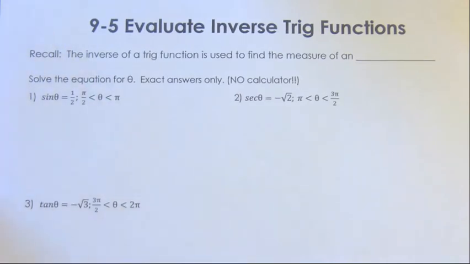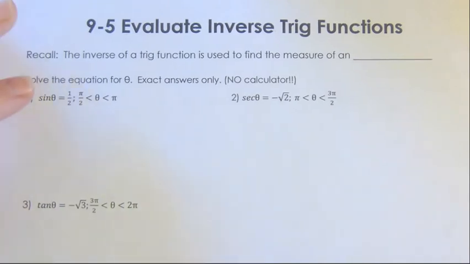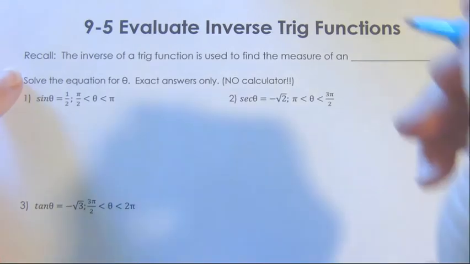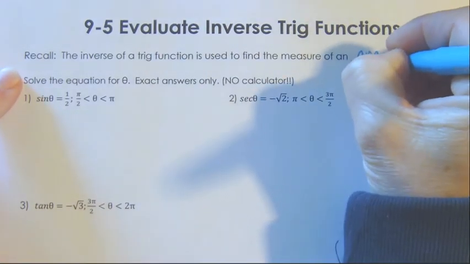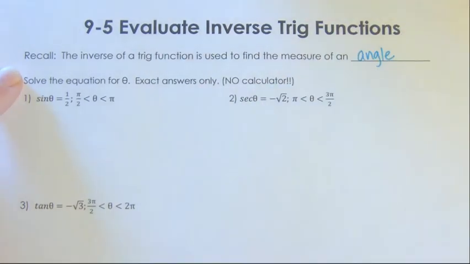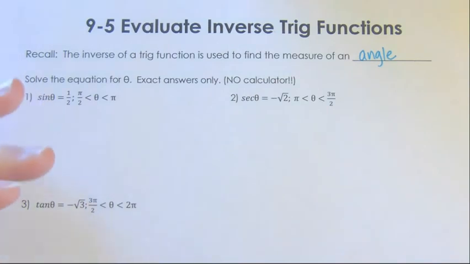So today we're going to evaluate inverse trig functions. The inverse of a trig function is used to find the measure of an angle. So that's what we're going to be looking for. We're looking for angles. Our answers are going to come out to be pi over 3, 2 pi over 3, 5 pi over 6, those kind of answers.